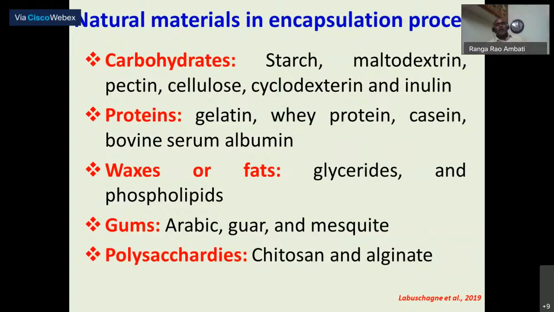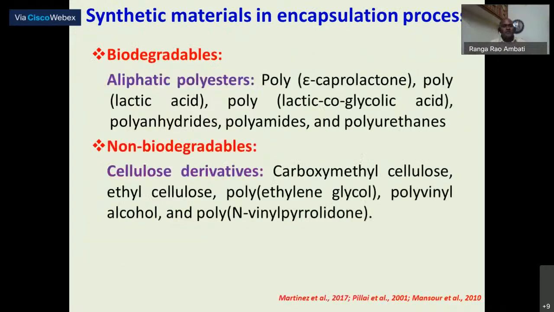Coming to natural materials, people use natural polymers: carbohydrates such as starch, maltodextrin, pectin, cellulose, cyclodextrin, and inulin; proteins such as gelatin, whey protein, and casein; waxes; different types of gums; and polysaccharides such as chitosan and alginate. These are some of the natural materials people are using as coating materials in the encapsulation process. Okay, next slide, please.